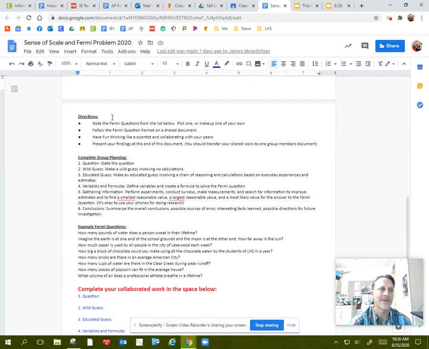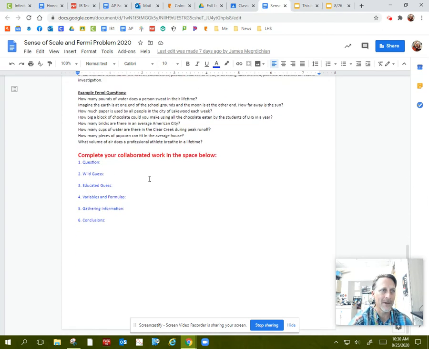But notice here it gives you the directions of how to do this with your partners. And then it gives you the format here. And what you want to do with this format is take a question. You could use one of my many questions here, or you could come up with your own question. But you want to follow this format, and in this area, you want to fill in your information and then come up with your conclusion.